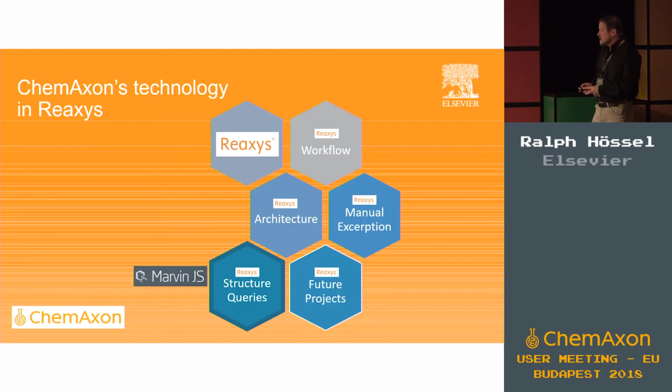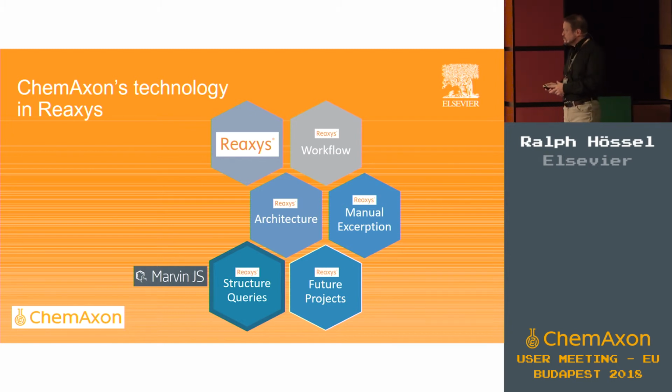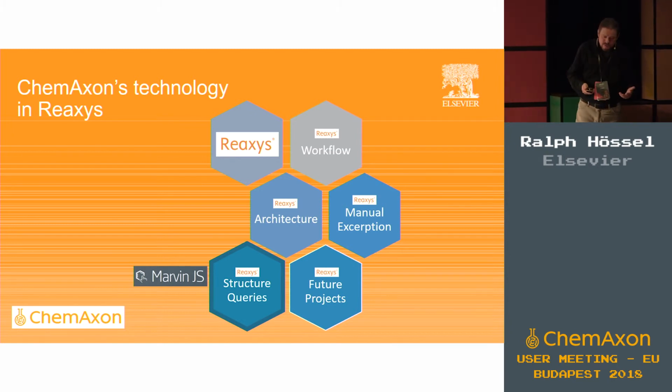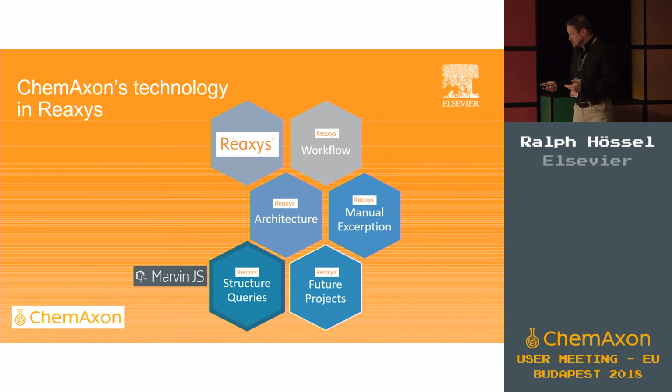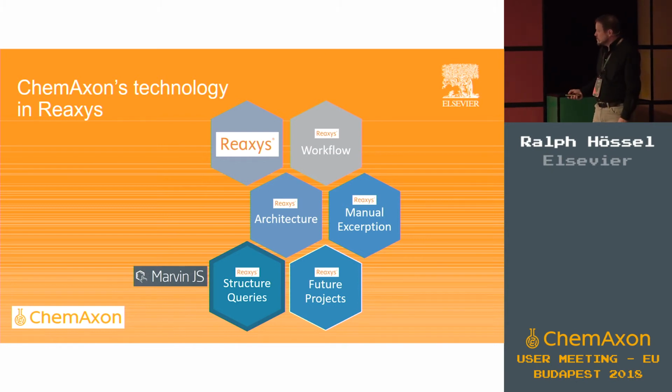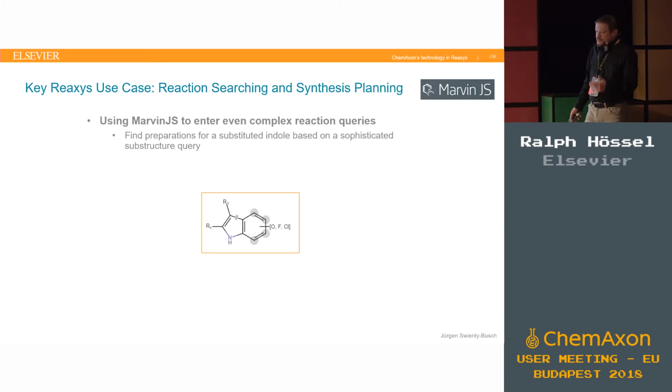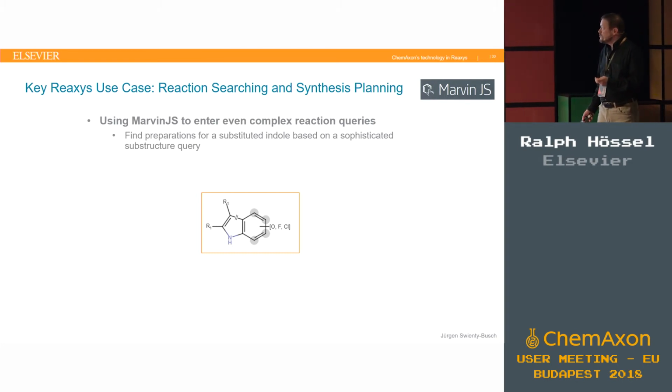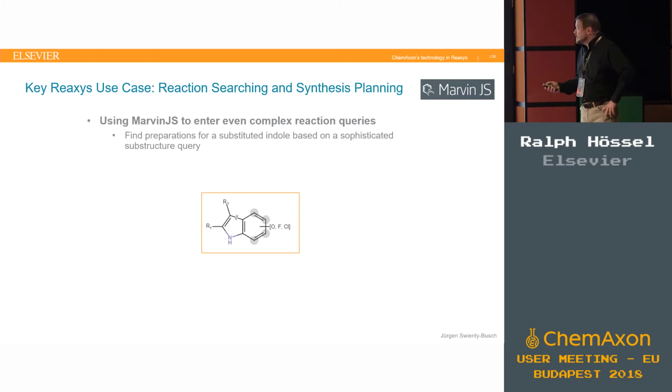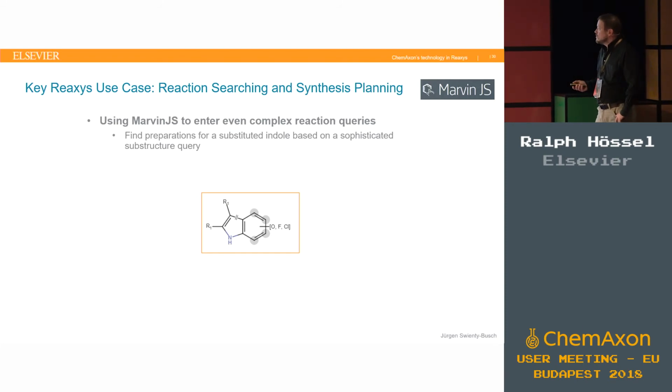So the structure queries which a user draws in the Reaxys user interface, as I mentioned before, are supported by ChemAxon's Marvin.js again. The key Reaxys use case, as many of you know, is reaction searching and synthesis planning. And it's very often necessary to draw very complex reaction queries and compound queries. And this is enabled by Marvin.js.